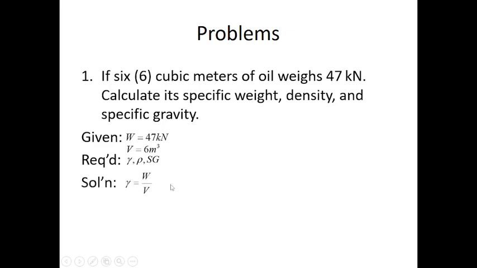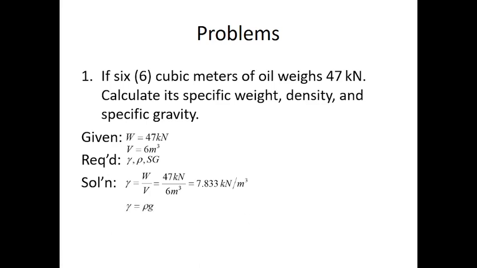Solution to the problem: recall that the unit weight or the specific weight can be obtained by getting the ratio of weight to volume. So in this case, we have weight over volume, which is 47 kilonewtons over 6 cubic meters. We will arrive with an answer of 7.833 kilonewtons per cubic meter. That is our final answer for the specific weight of the substance.